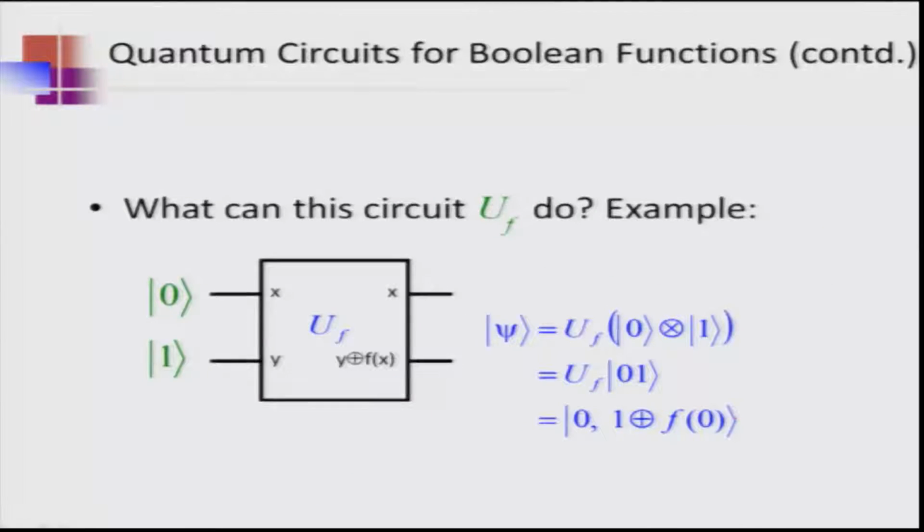Now, we have to construct a circuit which will essentially do this Boolean function. So, what can this circuit do? So, here is an example. We have the function, we have the states. So, let us take this example where we have the input wave functions 0 and 1 which go through this circuit using the unitary operator U of f.